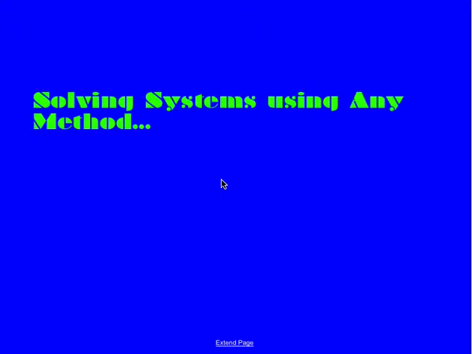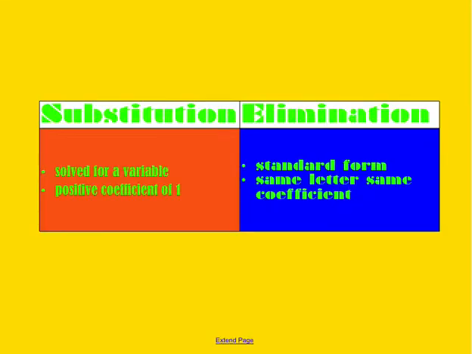Sometimes you're given systems, but it doesn't exactly tell you which method you're supposed to use. So today we're going to look at when it's best to use each method. First, let's start by writing down the different times that you can use each method.